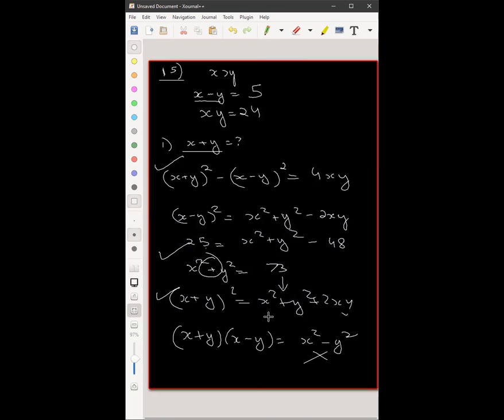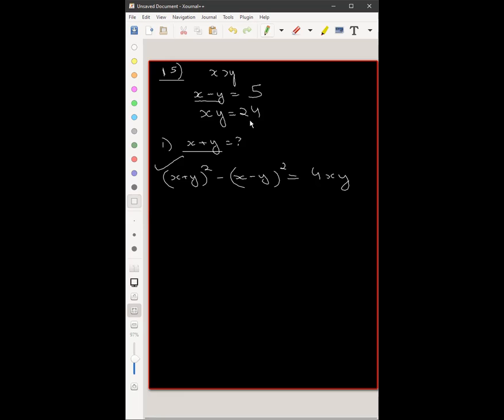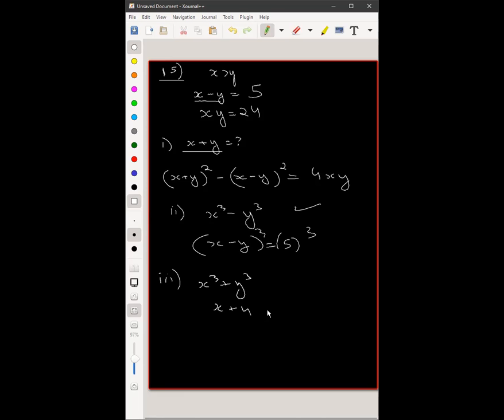So use this identity directly and solve it. Sarah, I hope you'll be able to solve it further. Yes, sir, I will be. And second one is difference of the cubes, that's x cube minus y cube. Same thing: when x minus y is equal to 5, cube this and solve. And the third one is sum of the cubes, that's x cube plus y cube. Same way, from here we got x plus y, which was I think 11, and cubing both sides.